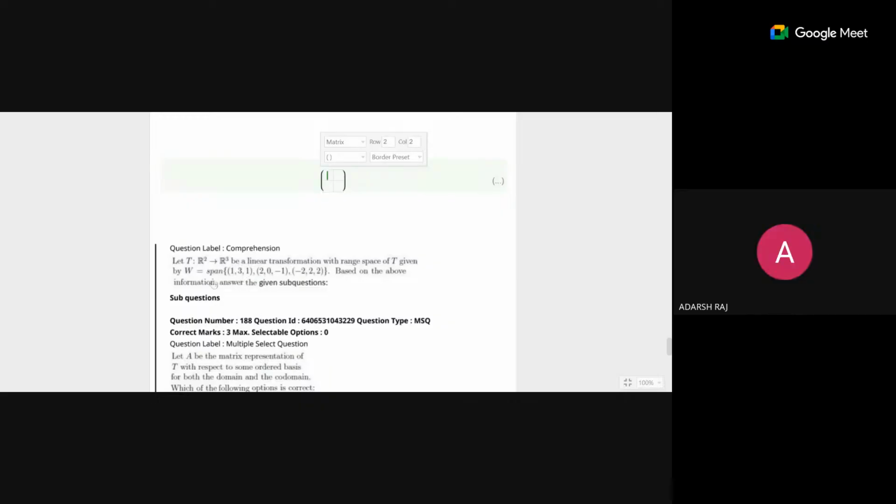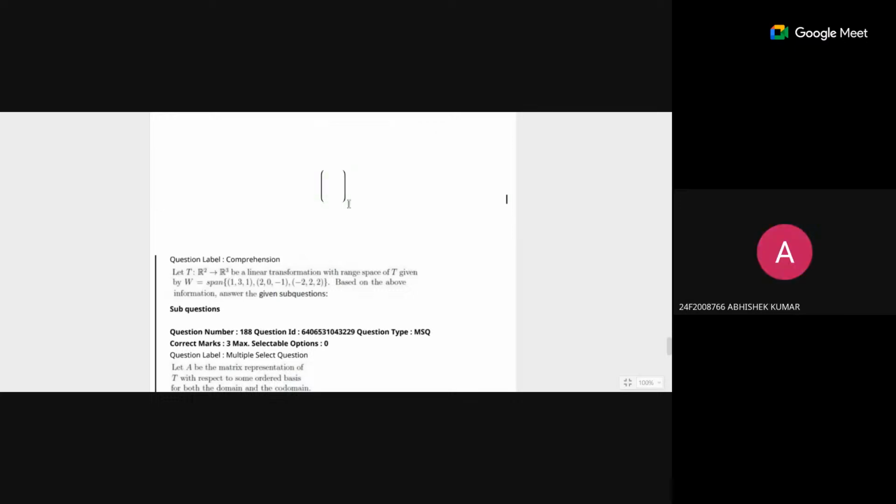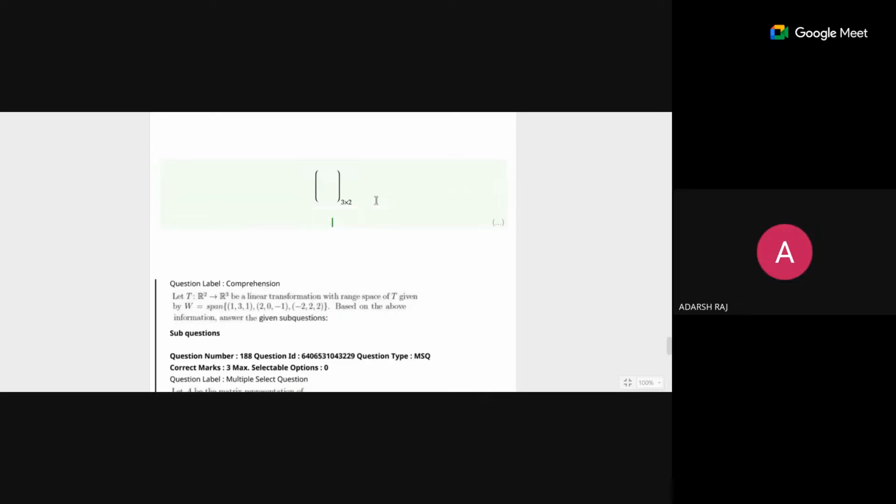First, what will be the order of the transformation matrix? 3 cross 2: 3 rows and 2 columns. Now we have to find which of the following vectors is independent. How to find? A times this one vector plus B times this is equal to 0, 0.